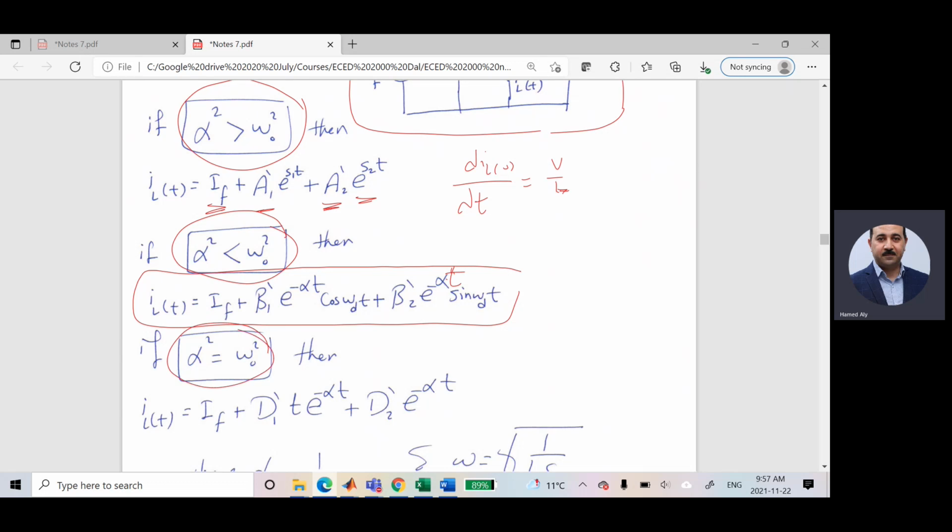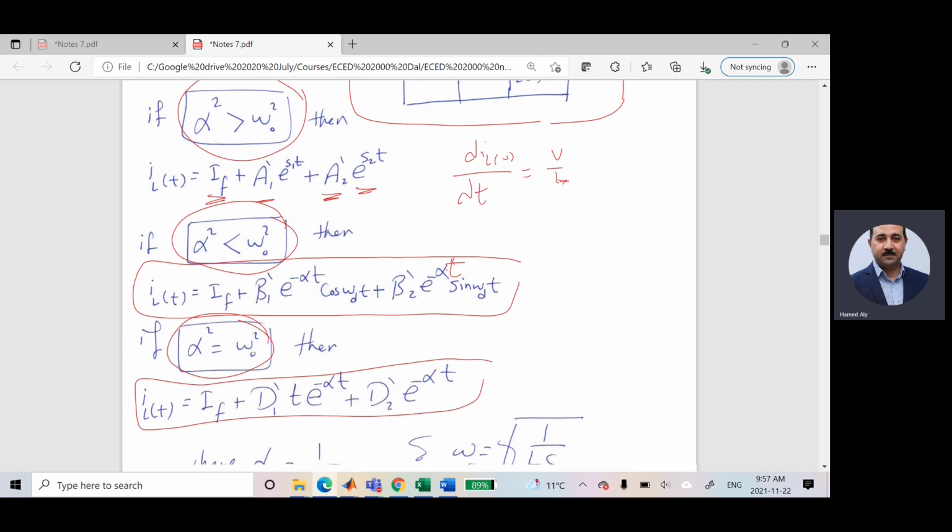And the last case is if alpha squared is equal to omega O squared. At that time, the solution IL(t) could be represented as IF plus d1 prime t times e to the power negative alpha t plus d2 prime multiplied by e to the power negative alpha t. Again, d1 and d2 prime, I am finding them from the initial conditions.